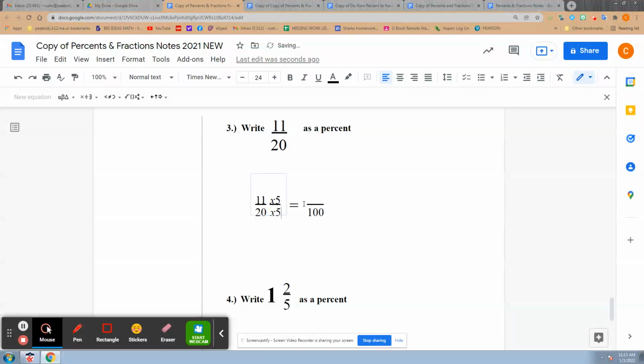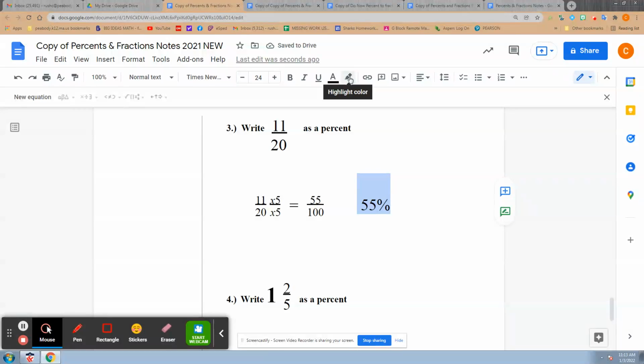20 times 5 is 100. 11 times 5 is 55. So I take the 55 and put it with a percent sign. There's my answer. 11/20ths is 55%.